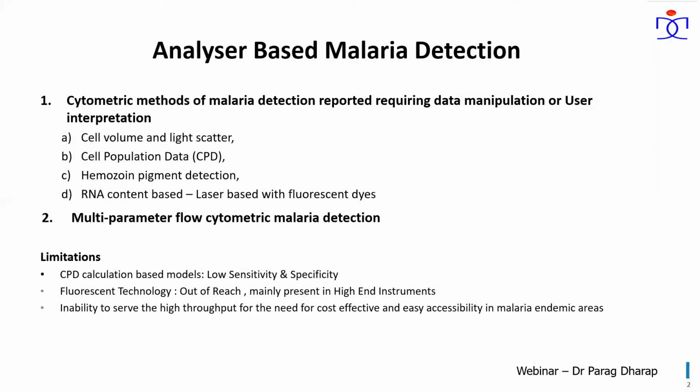Other methodologies have targeted hemozoin pigment production capabilities of malarial parasite or use of fluorescent dyes to detect RNA content with the help of laser technology. Multi-parameter flow cytometric malaria detection has also been known and tried and tested. But there are limitations to these technologies.